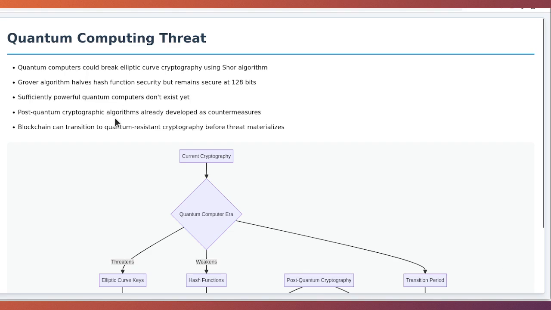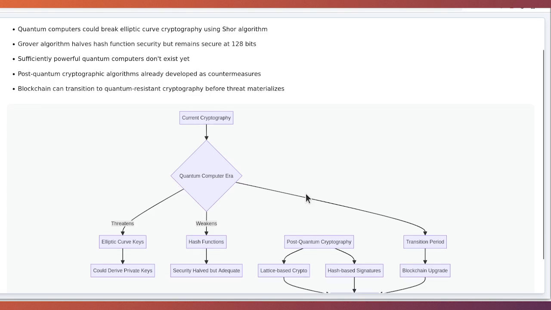The future threat of quantum computers to blockchain cryptography is a topic of significant discussion in the cryptography community. Quantum computers leverage quantum mechanical phenomena to perform certain calculations exponentially faster than classical computers. Two quantum algorithms practically concern cryptography: Shor's algorithm and Grover's algorithm.